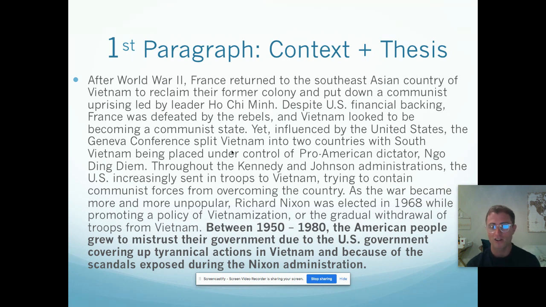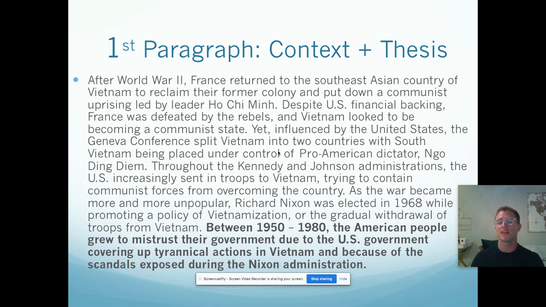Throughout the Kennedy and Johnson administrations, the U.S. increasingly sent in troops to Vietnam, trying to contain communist forces from overcoming the country. As the war became more and more unpopular, Richard Nixon was elected in 1968 while promoting a policy of Vietnamization, or the gradual withdrawal of troops from Vietnam. So what I've done here is I have contextualized on U.S. entry into Vietnam. I've also tied Nixon into this, which is going to then set the stage for my thesis, which of course is in bold here.